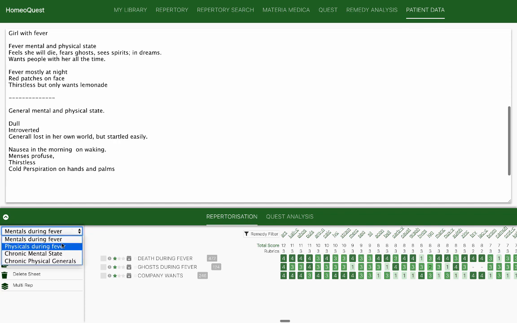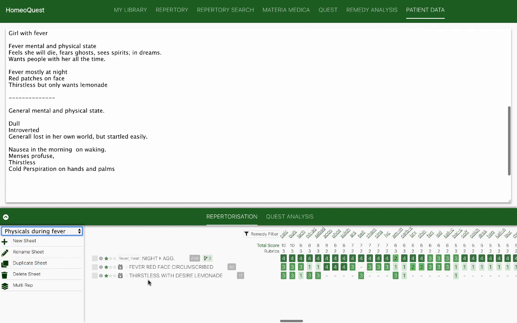Then we made another totality, which was the physicals during her fever. So the fever was generally at night. She had red face with circumscribed patches. She was thirstless with desire for lemonades. So these were the physicals during her fever, and we had crossed a few rubrics to create new rubrics because there were some really important symptoms, right?